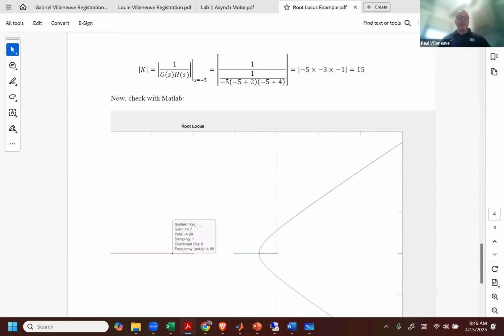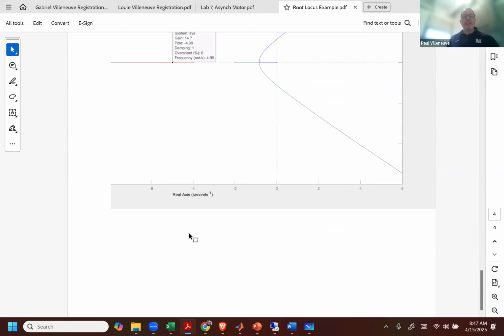So at 5, you can see I just picked a pole. I got as close as I could. Minus 4.99, I would say that's pretty close to 5. And you can see my gain is 14.7. So that was, again, just a zoom in thing. I couldn't get it perfect.